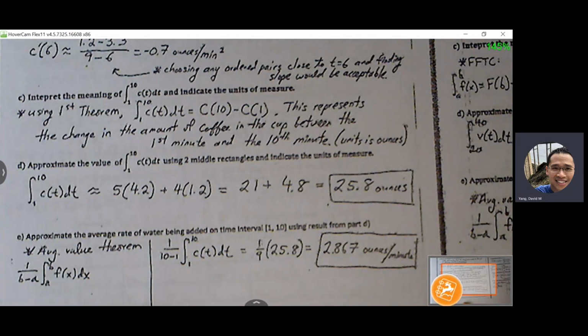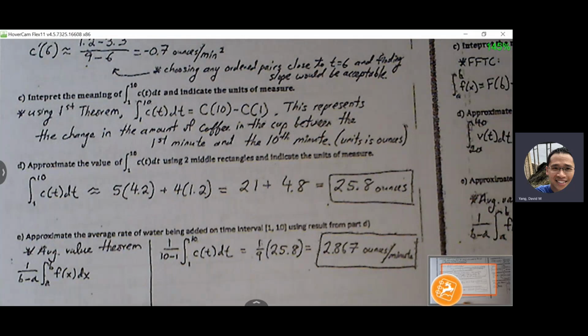Okay, last part here approximates the average rate of water being added on this time interval from 1 to 10 using the results from D. So average rate, this is average value theorem. We're trying to find average value of C of t, which is the average rate. So average value theorem, 1 over b minus a. So 1 over, my a and b values are 1 and 10, so 1 over 9 integral from 1 to 10 of c of t dt. We already got that approximation from part D, so we can just bring that part in. And then our average rate is 2.867.